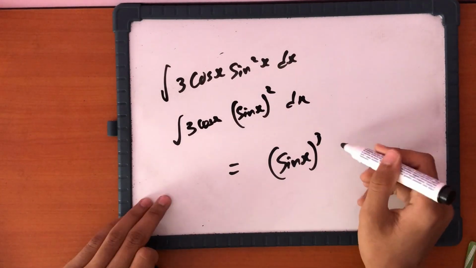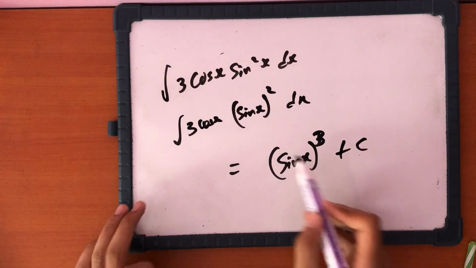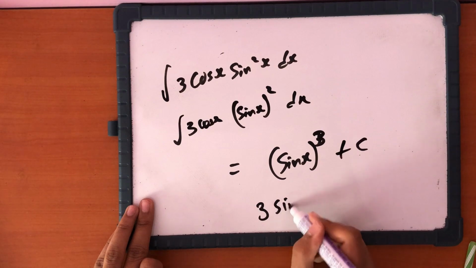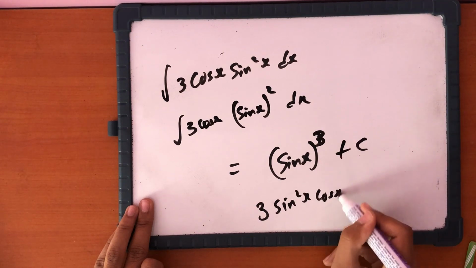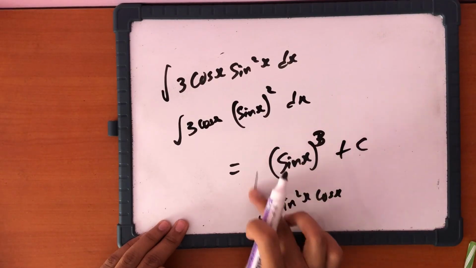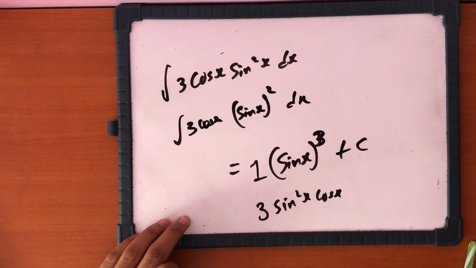Now, that constant adjustment, you see it by differentiating this. When we differentiate this, we get 3 sine squared x cosine x, which is exactly this. So if it matches, you don't need any constant adjustment. It's already done. The answer is just 1. Hence, this is the answer.